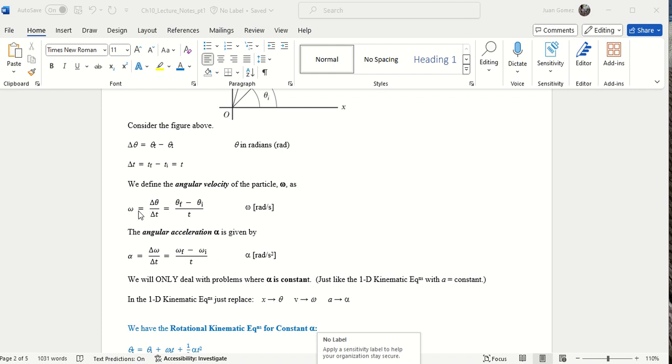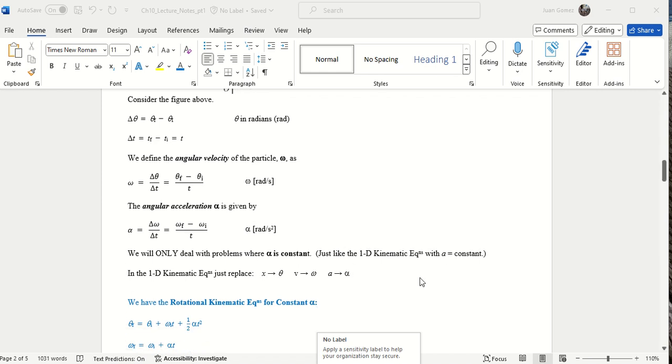Okay, so we have omega, which is the angular velocity, the angular speed. Omega is theta f minus theta I over t. Units of omega, a radian per second. Alpha, the angular acceleration, is omega f minus omega I over t. Units of alpha are rad per second squared. Now, just like the 1D kinematic equations where we only dealt with problems where a is constant, we're only going to deal with problems where alpha is constant.